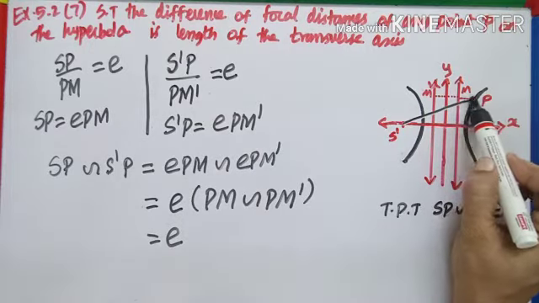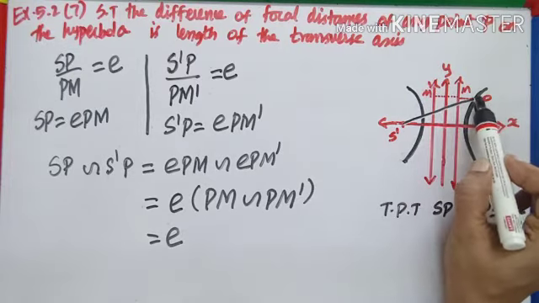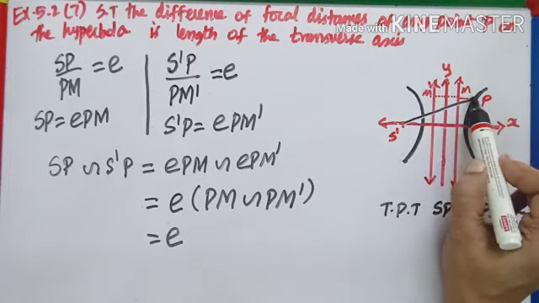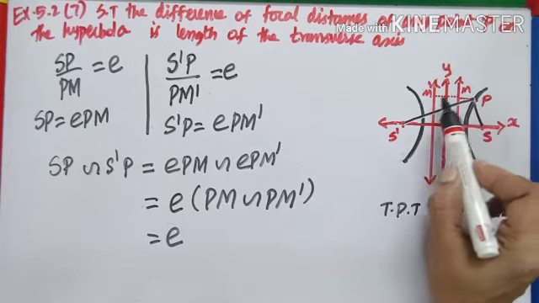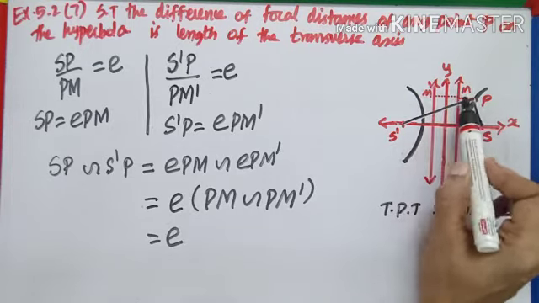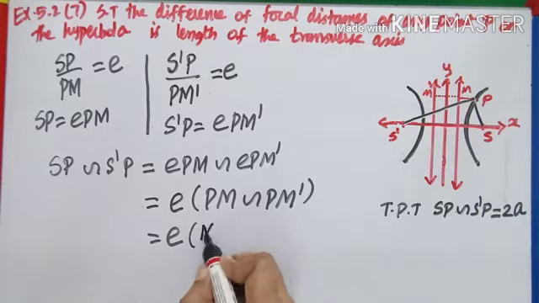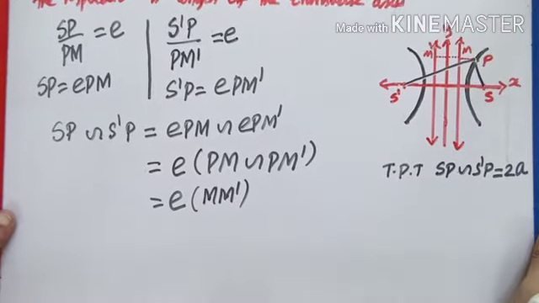Now PM is the small distance, PM dash is the big distance. So PM dash and PM, in between I have MM dash. So the big distance minus the small distance gives me MM dash. So I will write this is MM dash. What is this MM dash?